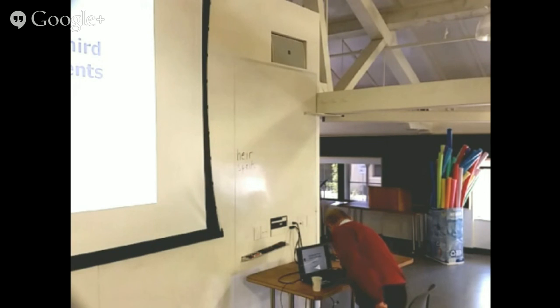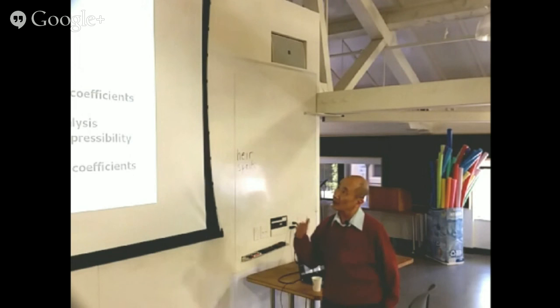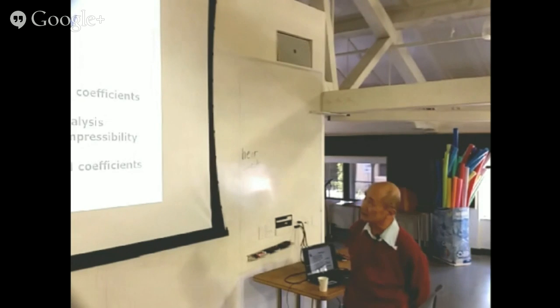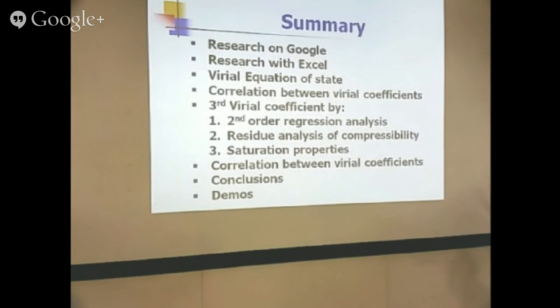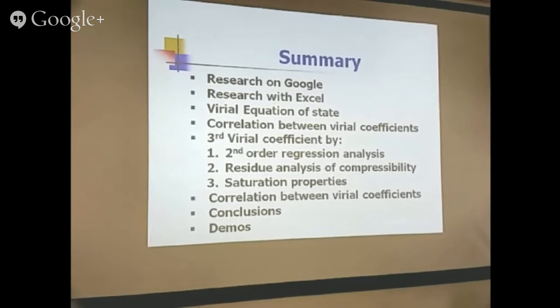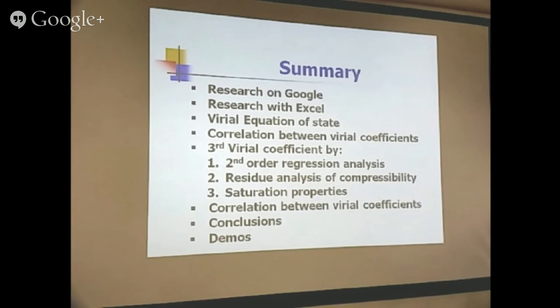Let me see. Let's go down. Okay. Summary. My talk is kind of mixed up, so it's not completely in this order. I talk about research on Google, research with Excel, and then the main topic is the Virial equation of state. The main focus is on the third Virial coefficient. I've used 3 different methods to compute the third Virial coefficient of argon, which is a very standard gas for all thermodynamic studies.